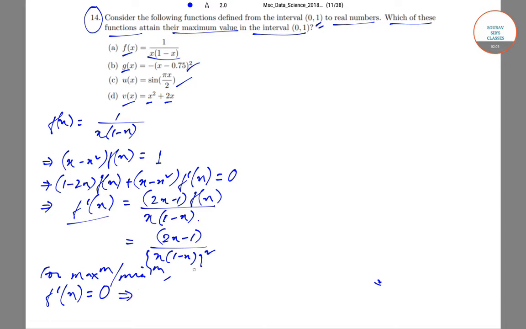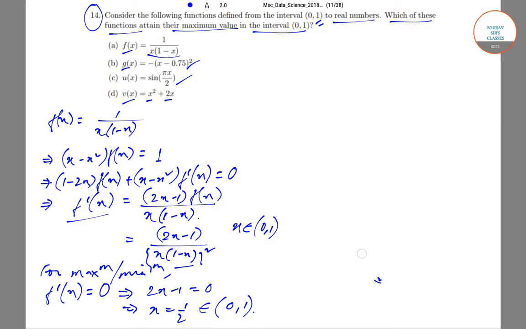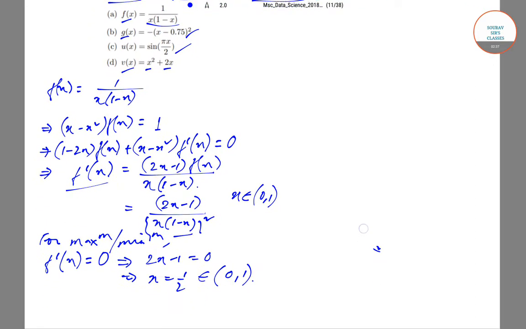Since the denominator cannot be equal to 0, as we have been given that x belongs to the open interval 0 to 1, so it can neither be 0 nor 1. So this part is always positive and never equal to 0. We are concerned only with the numerator, so 2x - 1 should be equal to 0, and that implies x = 1/2, basically 0.5. This belongs to the open interval 0 to 1, so there is a possibility that this can be either a maximum or a minimum.